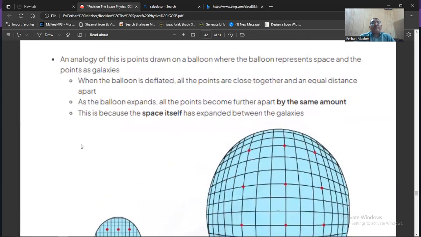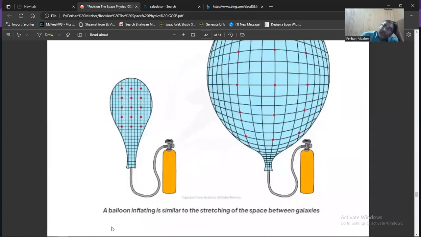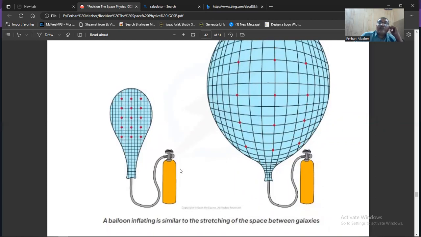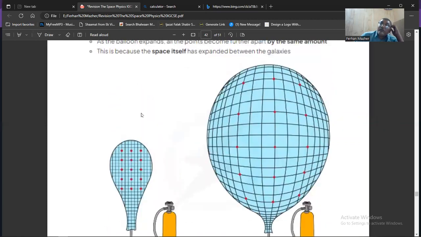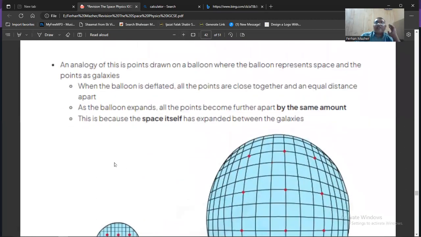An analogy of this is points drawn on a balloon. Here we have a balloon, and a balloon inflating is similar to the stretching of the space between galaxies. So these red dots represent the galaxies. As you inflate it, they will move away from each other. So he says that an analogy of this is points drawn on a balloon where the balloon represents space and the points represent galaxies.